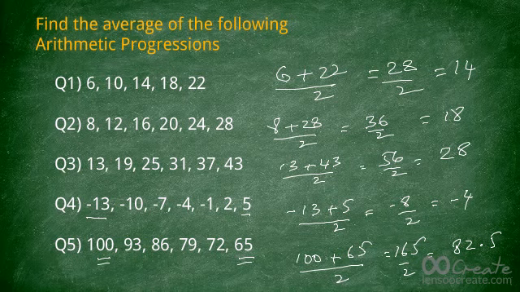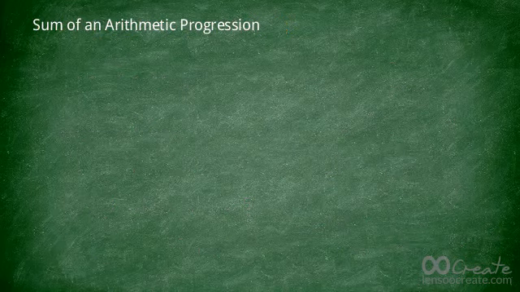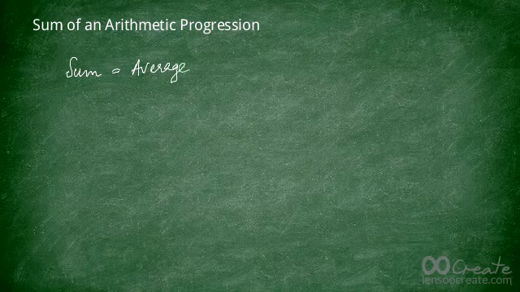Okay, now we're going to go on to the next concept: how to find the sum of an arithmetic progression. Now, you probably know that to find the sum of a group of numbers, you can multiply the average of that group of numbers with the number of terms in that series, and that gives you the sum. That's true for any group of numbers. You know what the average is, you know what the number of terms is, you multiply average times n, and that should be equal to the sum of that group.